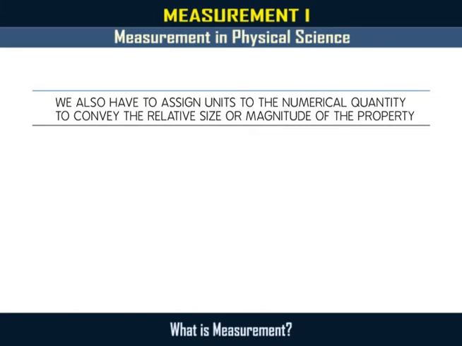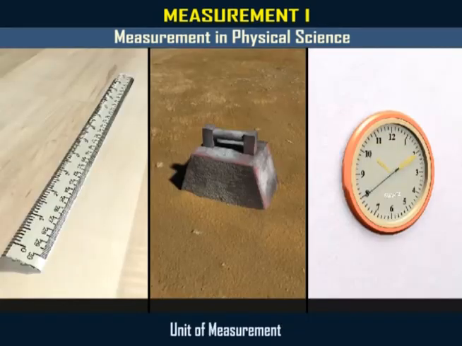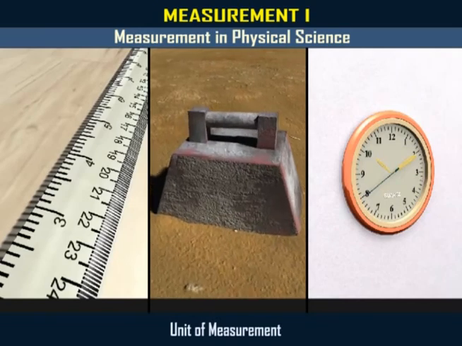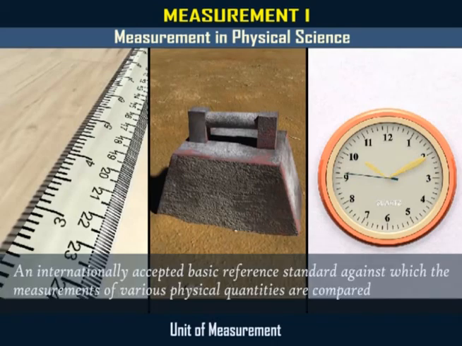For example, if I said the length of my shoe was 10, you wouldn't actually know how long the shoe was because there would be no context for what the 10 represents. In fact, this will only make sense if the number 10 had a unit of measure to go along with it. Any physical quantity such as length, mass or time is measured and denoted in terms of basic standards called a unit of measurement. A unit is an internationally accepted basic reference standard against which the measurements of various physical quantities are compared.